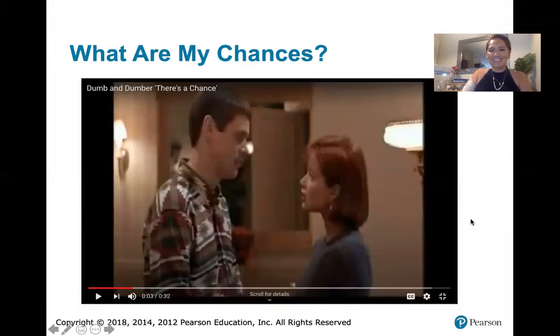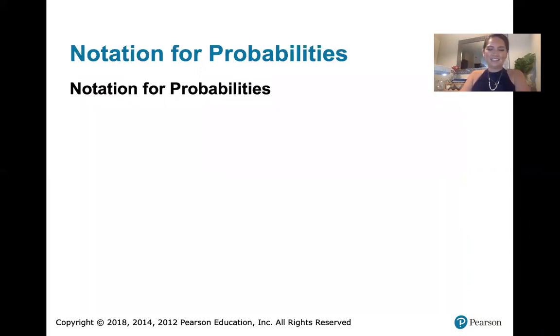You get the idea. Probabilities are measures of likelihood, whether or not there is a chance. So that is a great segue into interpreting probabilities, which we're going to talk about in just a moment. But let's start by looking at some notation for probabilities.